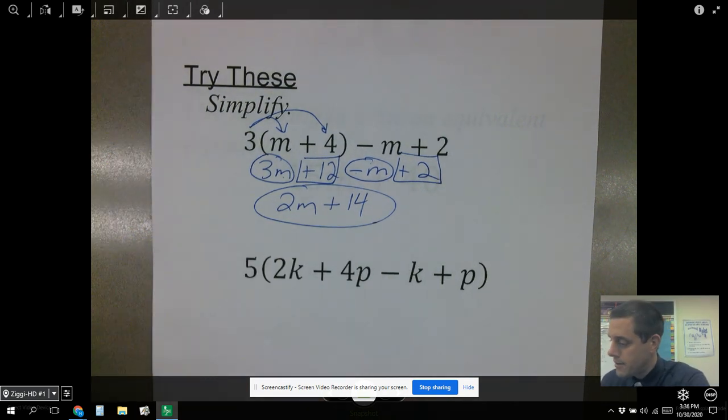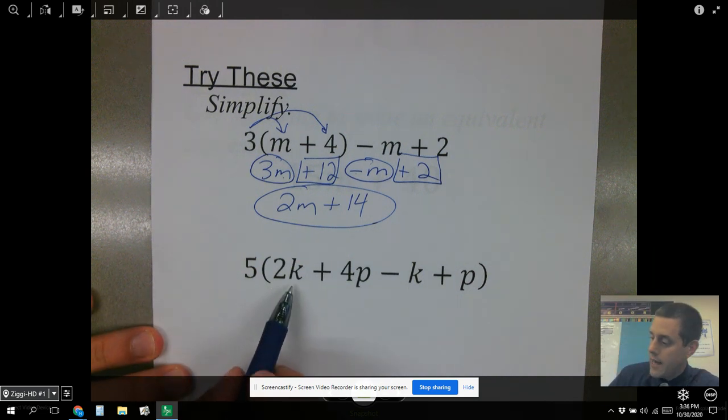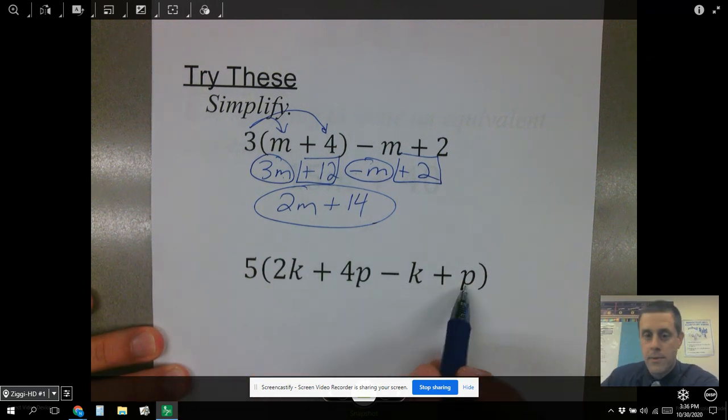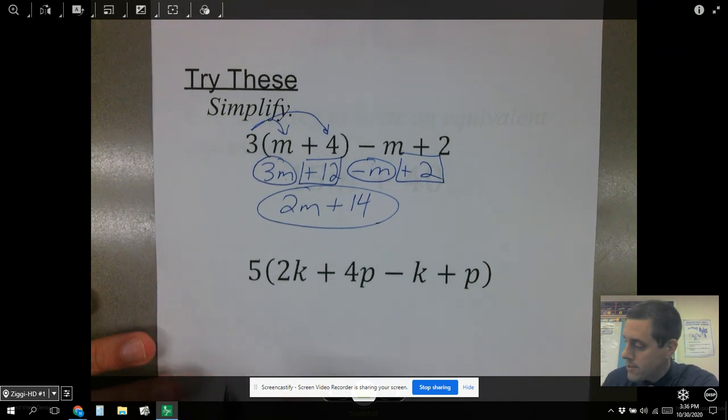All right, our second expression. We have 5 times the quantity of 2k plus 4p minus k plus p, close the quantity. Distributive property is our first step.